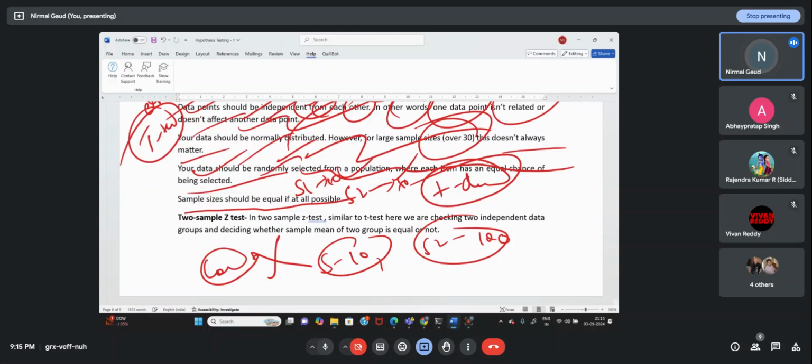Sample size should always be the same. Don't take different sample sizes.